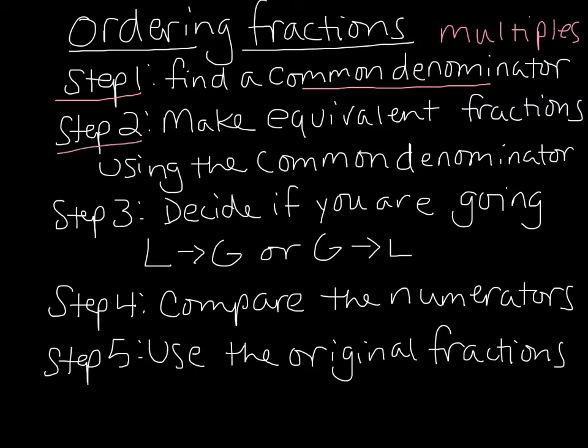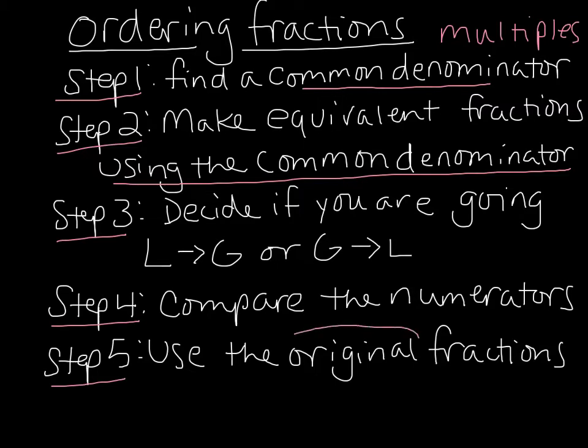Step two, make equivalent fractions using the common denominator, okay? So basically you're making a proportion out of each fraction with the new denominator. Step three, decide if you are going to go least to greatest or greatest to least, just like when you're ordering decimals. Step four, compare the numerators, so figure out smallest to biggest or biggest to smallest. And then step five, use the original fractions. This is a really important step because sometimes we forget after we did all the other work to go back and use the original fractions that we started with.